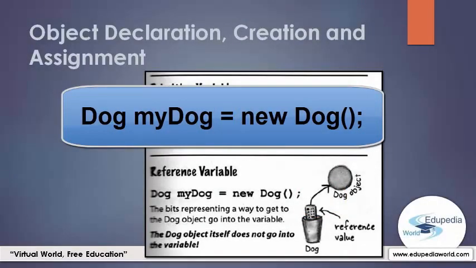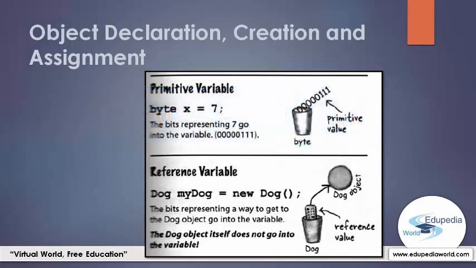So for a reference variable, the reference value is the bits representing a way to get to the Dog object. In primitive variables, the value of the variable is the value itself, but in reference variables, the value of the variable is the bits representing a way to get to the specific object. Hope you got a good understanding of primitive variables and reference variables, and the difference between these two.